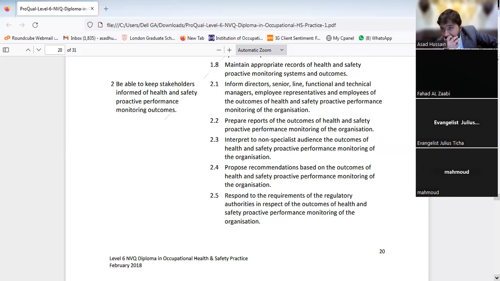So moving forward, in 1.2 we have inform. Here we have 2.1: inform directors, senior line, functional and technical managers, employee representatives and employees of the outcomes of health and safety proactive performance monitoring of the organization. Specifically, it is focusing on how you are informing people, how you are communicating with people the outcomes of these proactive performance monitoring.